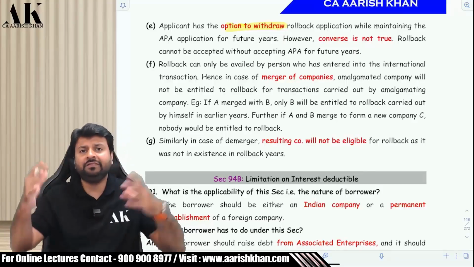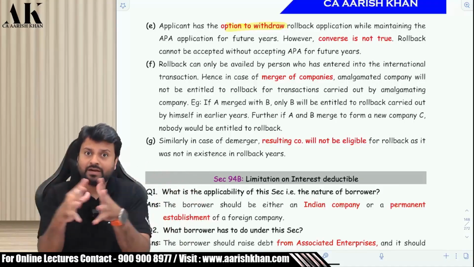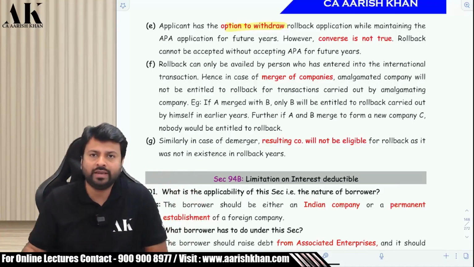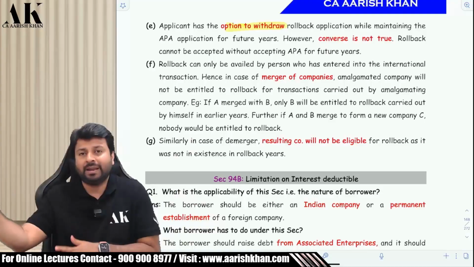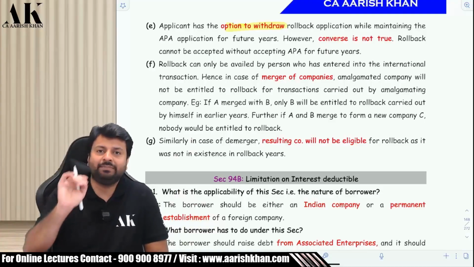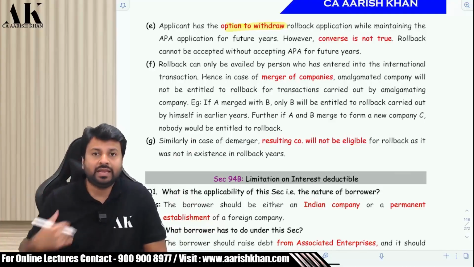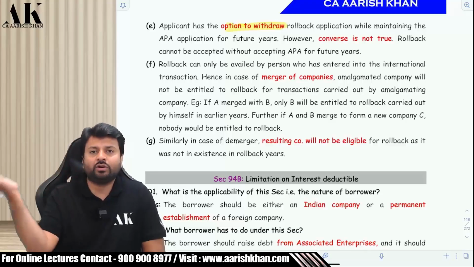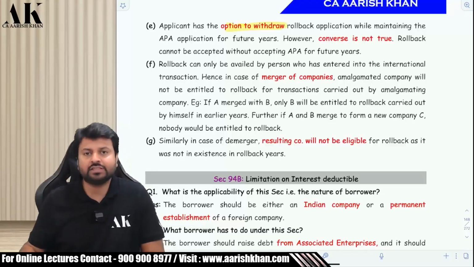Okay, but if you and I are merging and becoming a new company, C company. A and B are merging and becoming a C company. Now C is making an application. Now C is the applicant. A and B are not applicants. So A or B cannot go for what? Rollback provision. Check it please. This is what it wants to say.